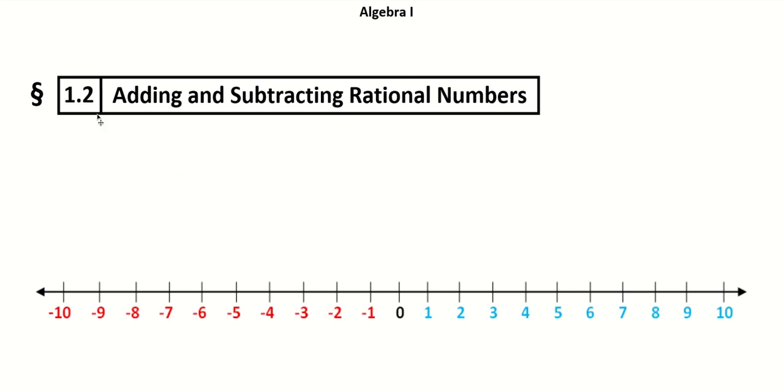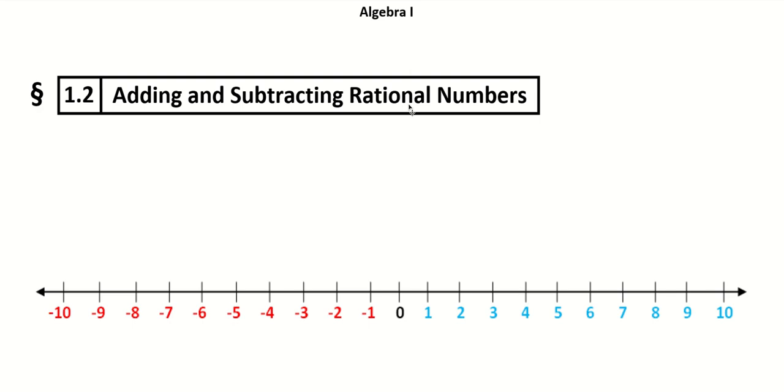So in 1.2 we're talking about adding and subtracting rational numbers. Remember what rational means? Basically any number you can think of, including decimals like 5.9. These include whole numbers or integers, but also numbers that are not integers, like 5.1 and stuff like that.